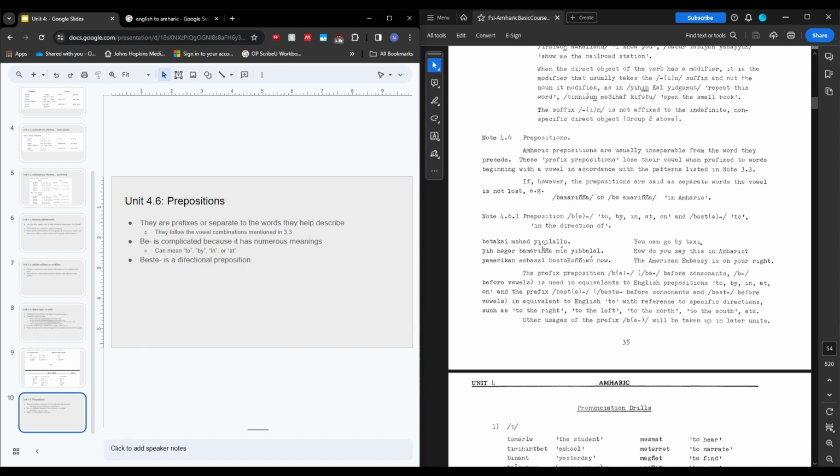So the last part of the textbook is these prepositions. It talks about two prepositions. One is this be prefix, which can either be attached to the word itself, meaning it's inseparable from the word, but then sometimes it's used as a preposition that is separate from the word. So be marinya or be amarinya are the same thing.